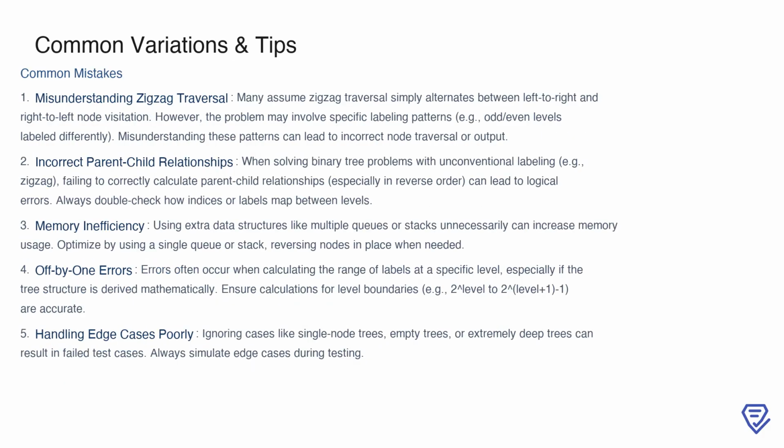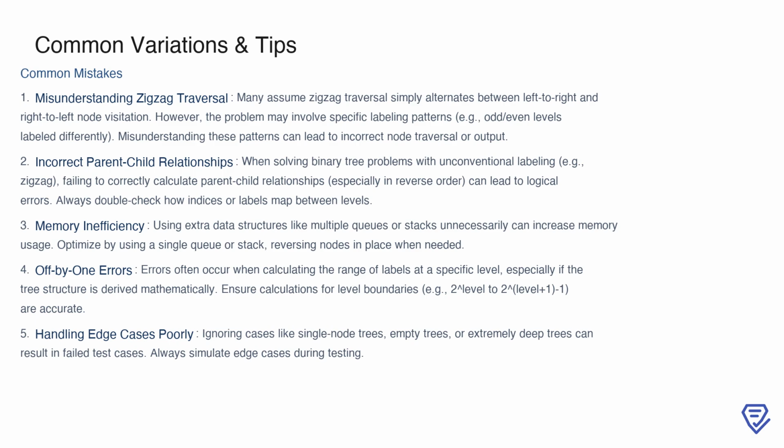Let's start by addressing some of the common mistakes that can occur when working with zigzag-labeled binary trees. First, misunderstanding the zigzag traversal pattern is a frequent issue. Many people assume it's just about alternating directions of node visitation, but the labeling often follows specific patterns, like odd and even levels being labeled differently, which can easily lead to incorrect traversal or outputs if not properly understood.